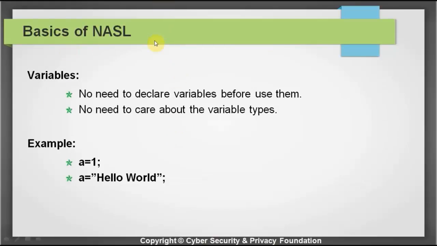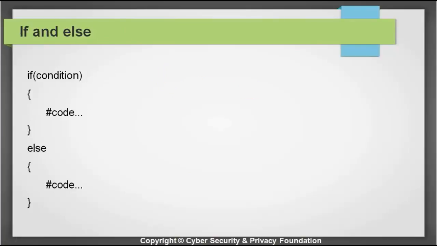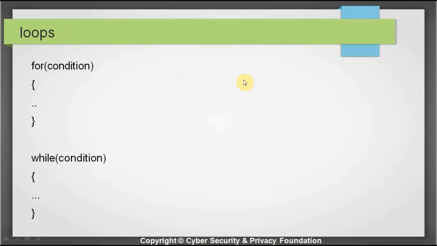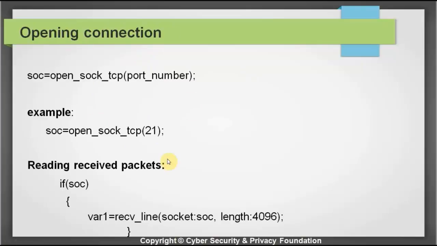So let's see some basics of Nasl. About variables, you don't need to declare variables before you use them, and you don't need to care about variable types. So in one line I can give a is equal to 1, and in another line I can give a is equal to a string, and I don't need to define them. The hash character is the comment character in Nasl scripts, and you have your basic if and else statements, and you have your for, while, all these loops, and you can even create your own user defined functions.